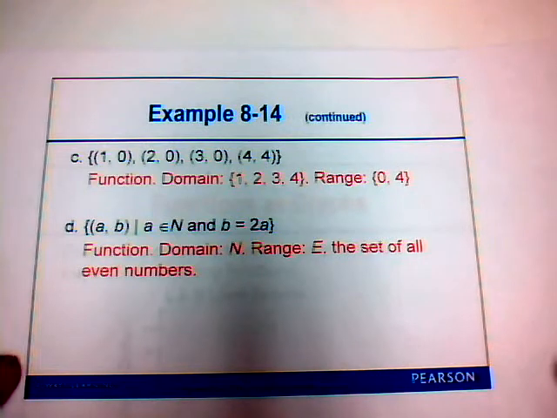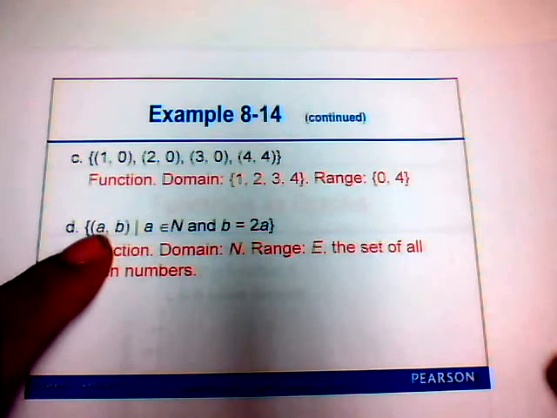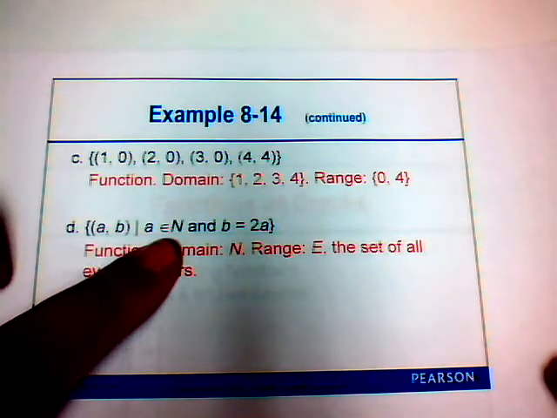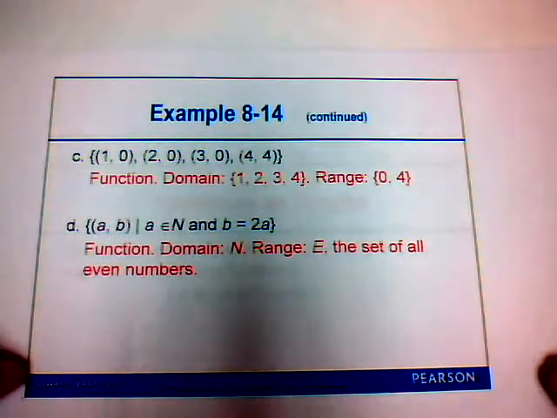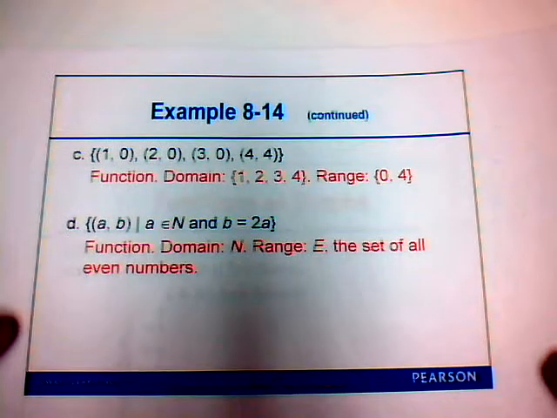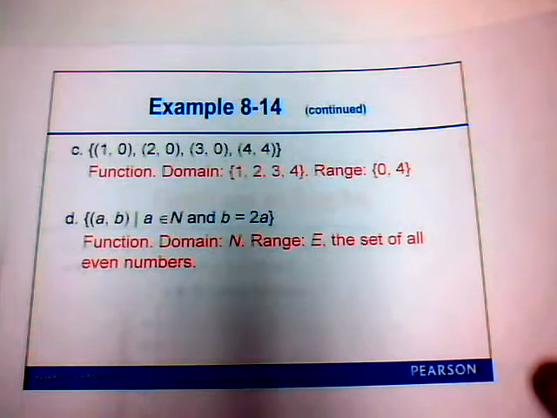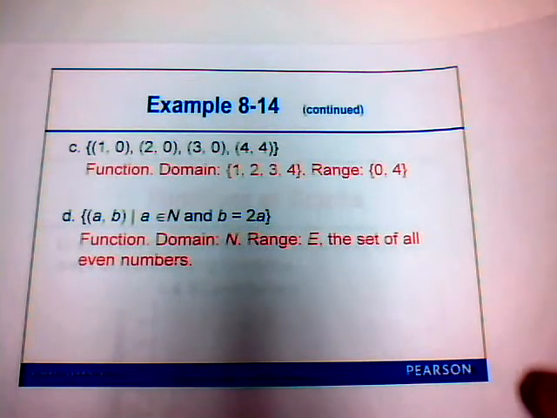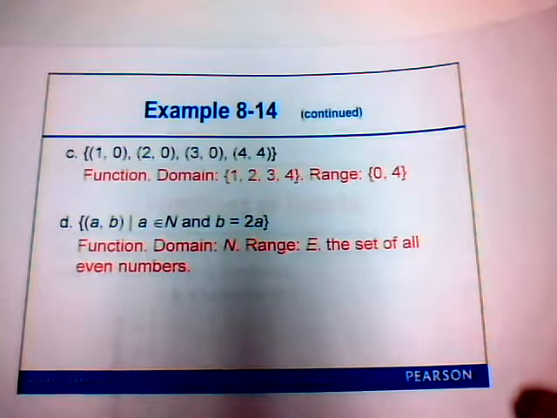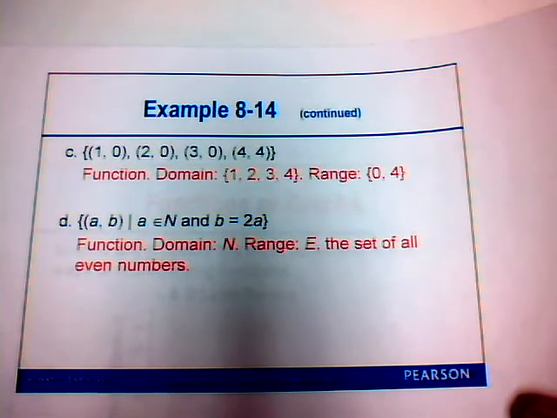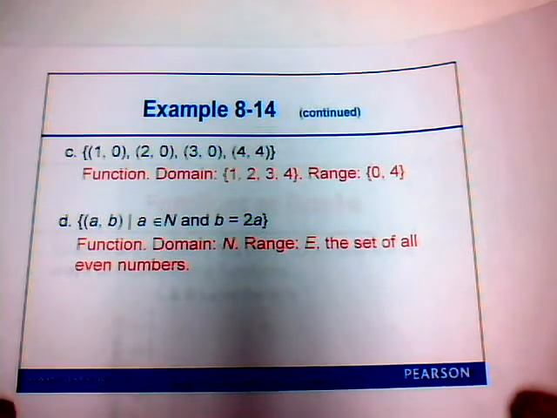And part D, the set of all ordered pairs (a, b), such that a is an element of the natural numbers and b is equal to 2 times a. That would be a function because the domain there is just all your natural numbers. The range is just going to be the set of all even numbers, 2 times whatever a is.